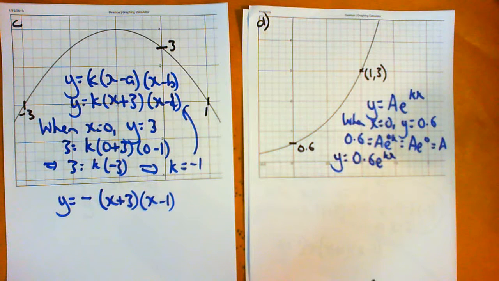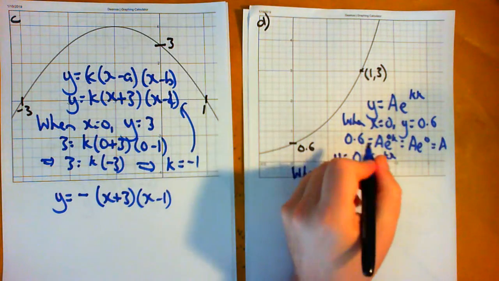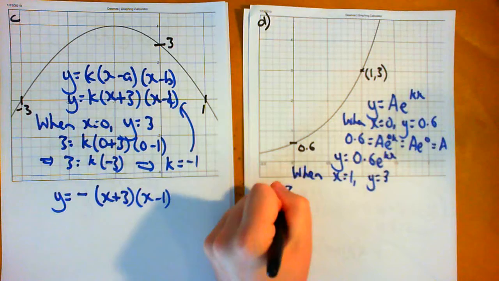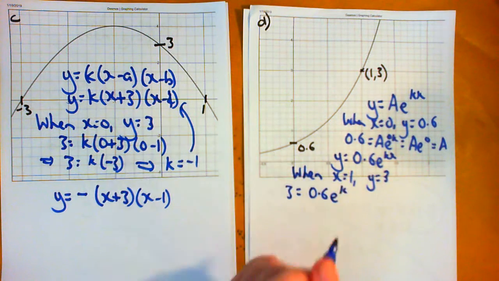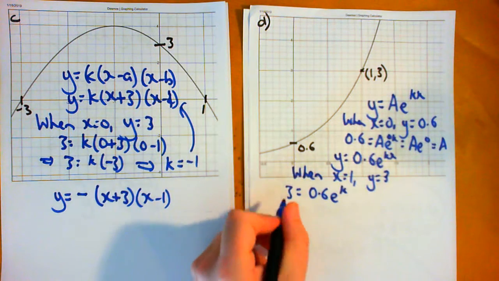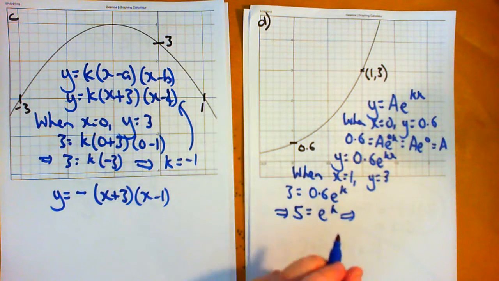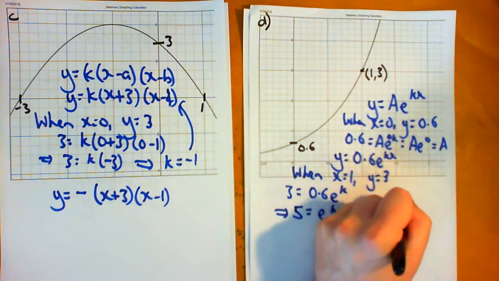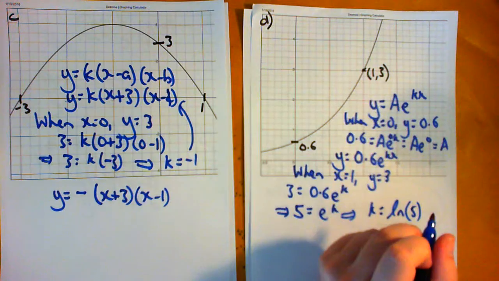Next thing we need to do is find the value of k. Once we've got k, we have our equation. So we have one other point, which is when x equals 1. So when x equals 1, what's y? y equals 3. So 3 equals 0.6 e to the k times 1, so that power is just k. Okay, so that means we can find k from that equation. First thing to do is to divide by 0.6. So 3 divided by 0.6 is 5 equals e to the k, and then we can find k by taking ln of both sides. So k is going to be ln of 5, and if we calculate that, we should get a value of 1.609.